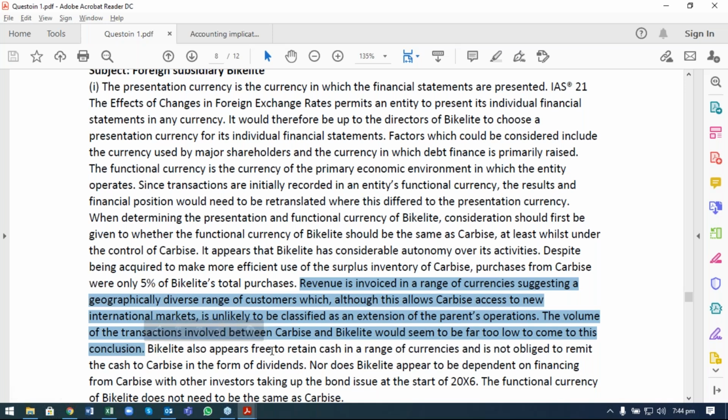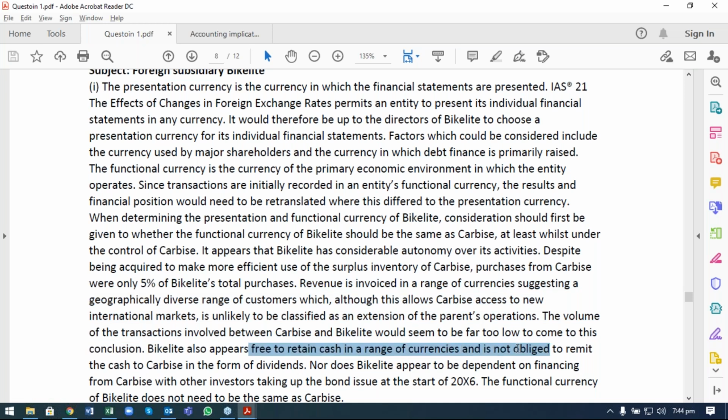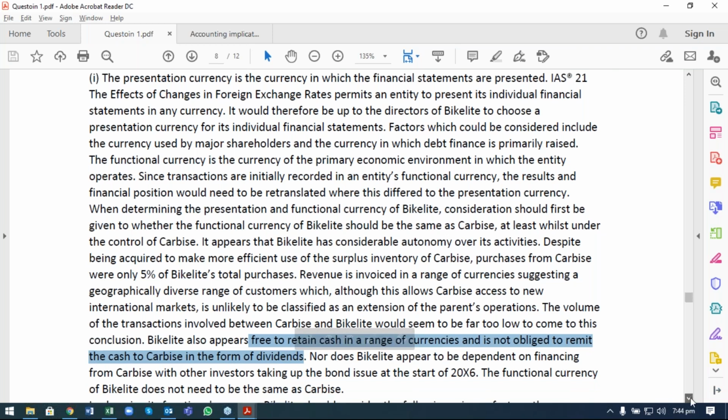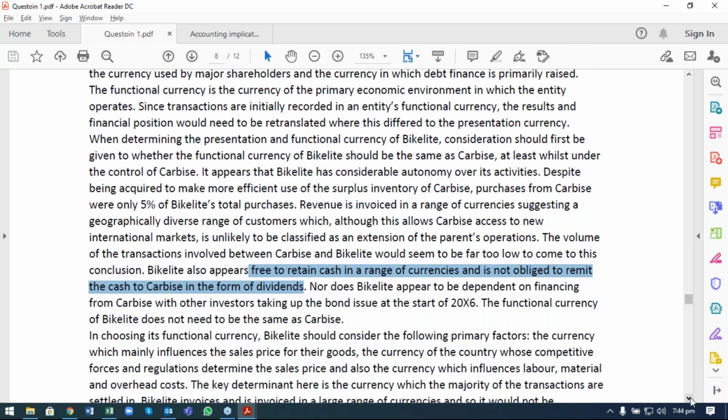operations. Backlight also appears free to retain cash in a range of currencies and is not obliged to remit the cash to the Carbise in the form of dividends, as the backlight has not paid any dividend in the last few years. I'm not sure how many years were there. In the last, I believe 2 years. No dividend had been paid by backlight for several years, no specific years were mentioned. Nor does backlight appear to be dependent on financing from Carbise.